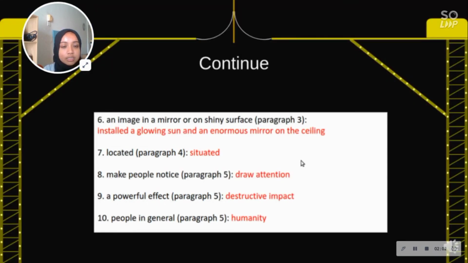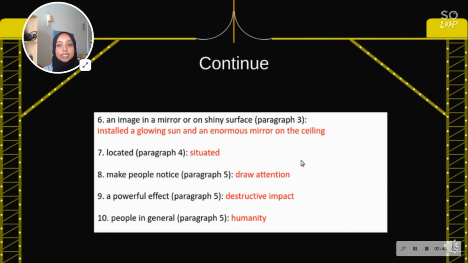The next one, number six, is install a glowing sun and enormous mirror on the ceiling. That is the match. And then located is situated, as you can see in paragraph 4. Number 8, make people notice, is draw attention. Number 9, a powerful effect, is destructive impact. And number 10, people in general, is humanity. So this is the answer for activity 2. You can check whether your answer is the same as mine or not. We can discuss it later.